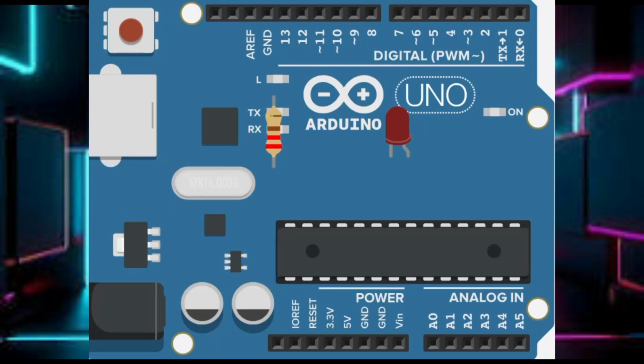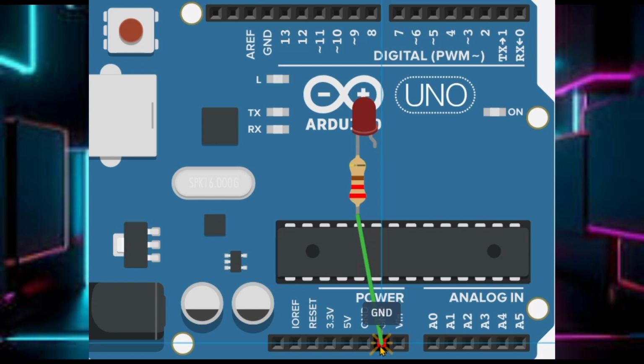To blink an LED, you might need an Arduino Uno, an LED, and a resistor. To connect the LED to the Arduino Uno, first you need to take the LED and connect its cathode to the resistor. I suggest you use a 220 ohm resistor and connect terminal 1, which is the other end of the resistor, to the ground.